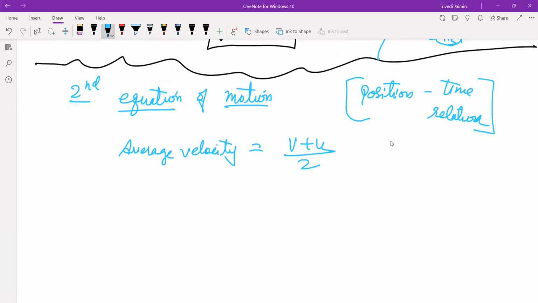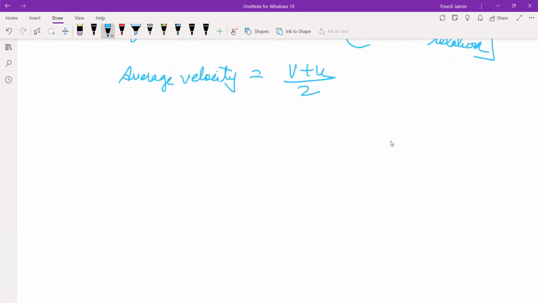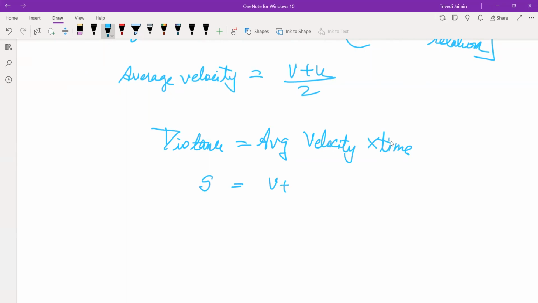So this is like the area of a triangle and a square. That's why half AT came, because the triangle's area is half. We'll get that also with the graph, the graphical representation. Distance equals average velocity into time. Distance here S equals V plus U by 2 into time.